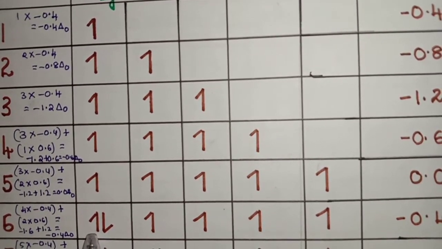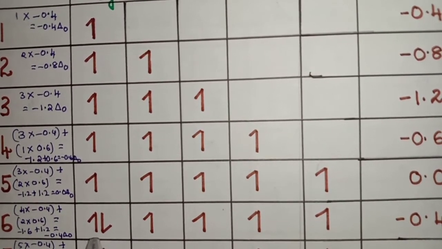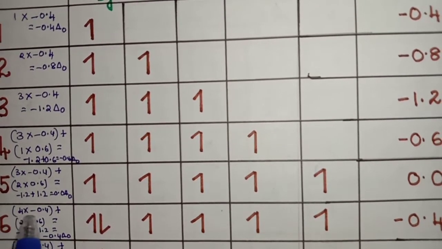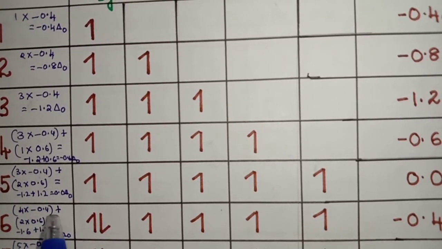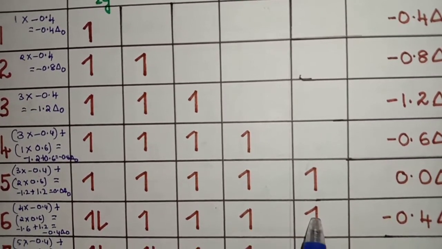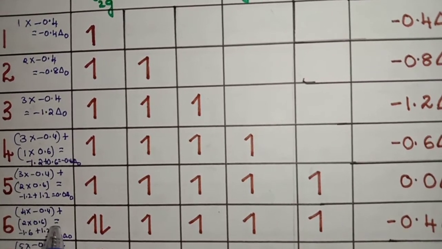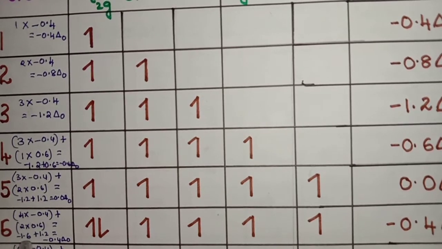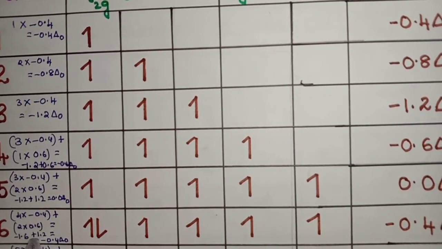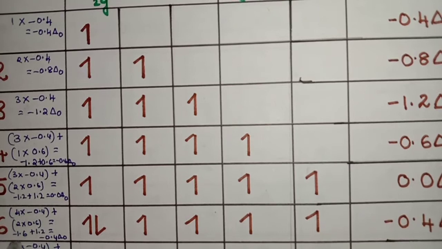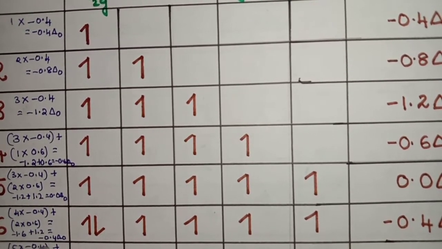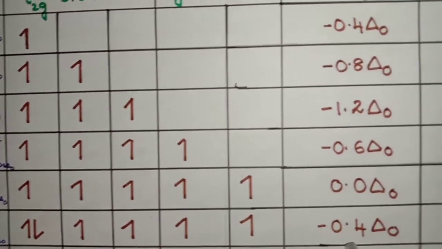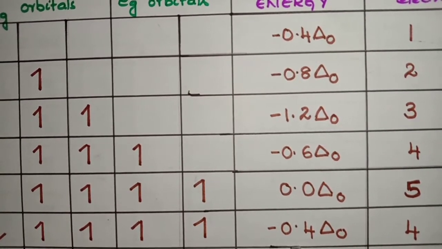Okay. Calculation of CFSE. How many electrons are there in T2g? 1, 2, 3, 4. So 4 into minus 0.4 plus how many are there in Eg? 1 and 2. 2 into 0.6. It is equal to 4 into 0.4, 1.6. So minus 1.6 plus 2 into 0.6, 1.2. It is equal to how much? 1.6 minus 1.2, it is equal to 0.4, that is minus 0.4 delta O. So that is what I have mentioned here.